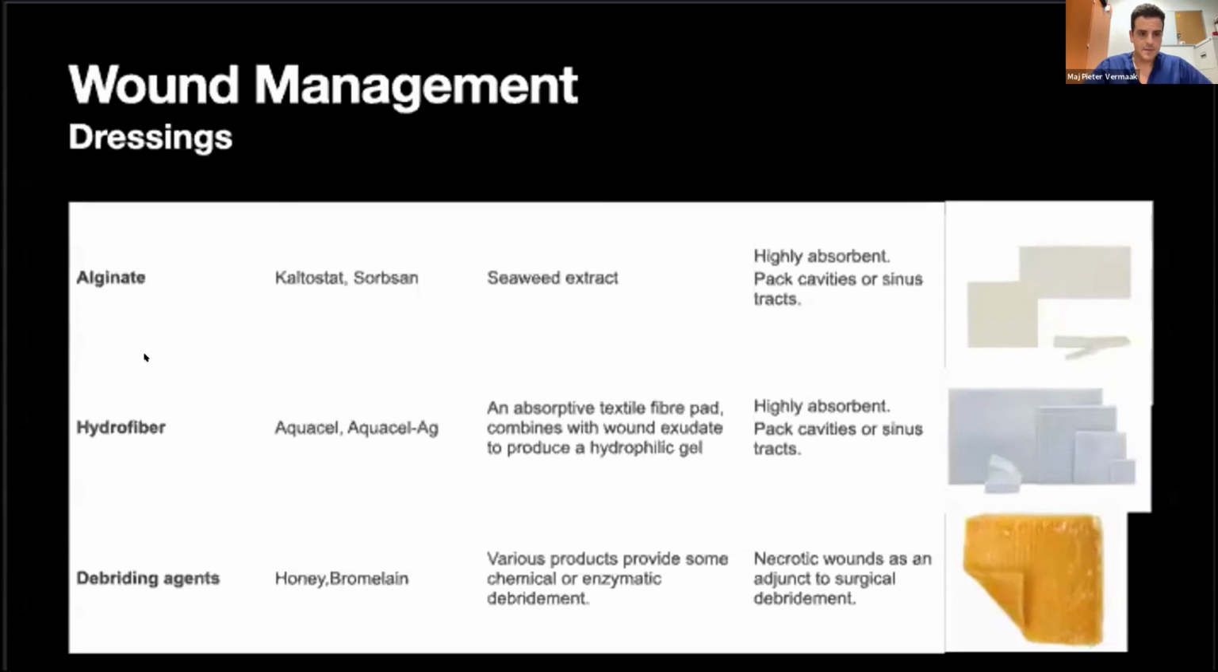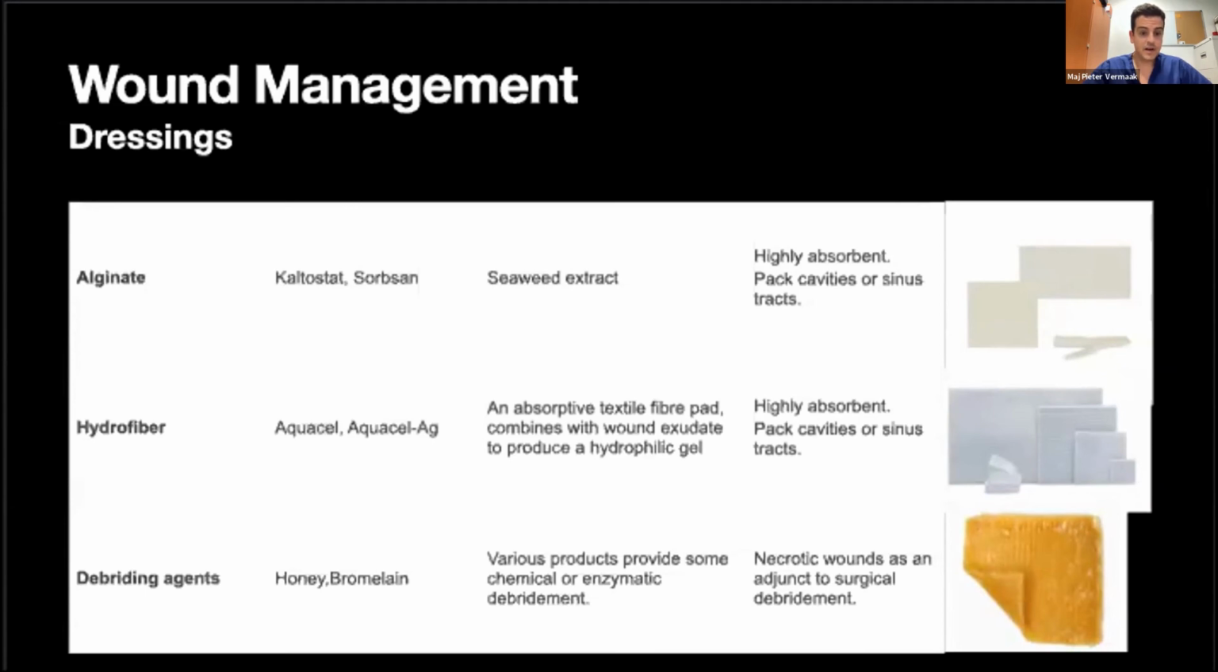But alginates, so you would have seen these before: Calcistat, Sorbsan. They're alginate based dressing, so they're seaweed extract, very absorbent. We use them to pack in holes. They don't dissolve, so you need to take them out again. Hydrofiber dressings, so very similar, but they form a bit of a gel, and some of them will have silver in them, which is bacteriostatic, so stops the bugs from working.